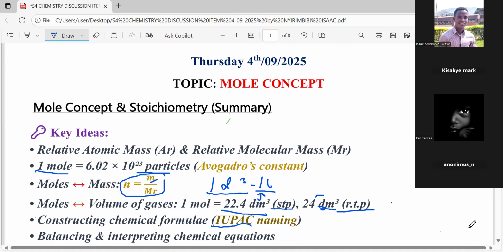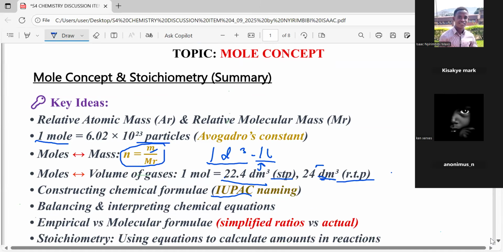Then after that, we also looked at the balancing and interpreting chemical equations, that we saw also in stoichiometry. We look at the balancing and how important balanced equations are in calculating and converting from moles to volume, etc. We shall be looking at that in the scenario that you're going to be looking at later.